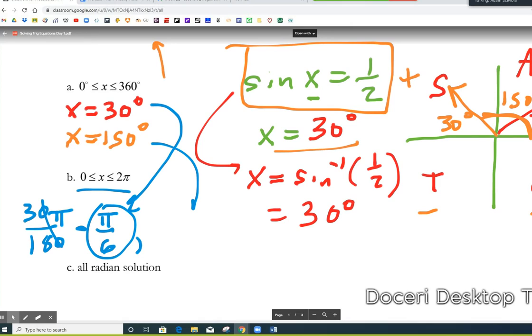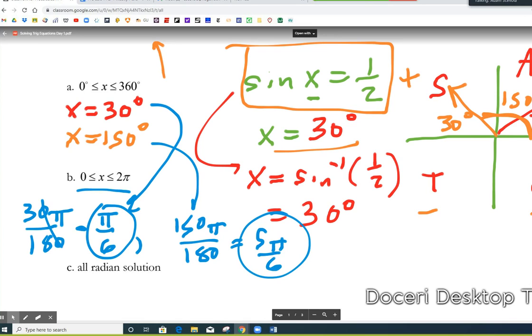And then the other one would be to convert 150 to radians by multiplying by pi over 180. Then we get 15 pi over 18, and that would be 5 pi over 6. Okay, so those are two answers there.